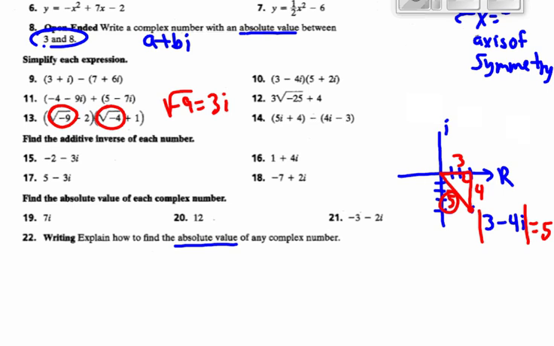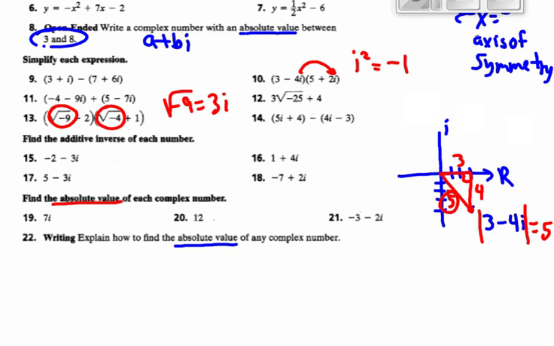Okay, if you're multiplying two i's together, when you get to that, remember i squared equals -1. Don't forget that. Additive inverse would just mean switch these signs. Okay, so it adds to 0. Okay, the absolute value of each complex number, that's what I just got done telling you, the distance from that point to 0.